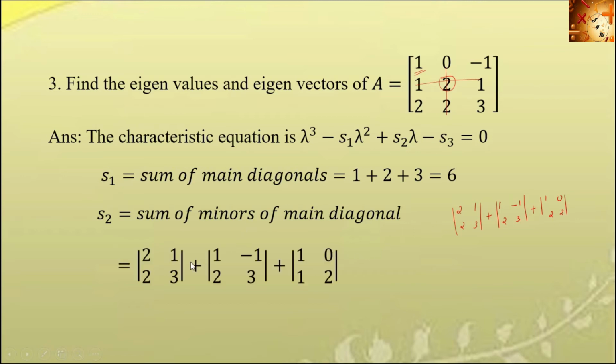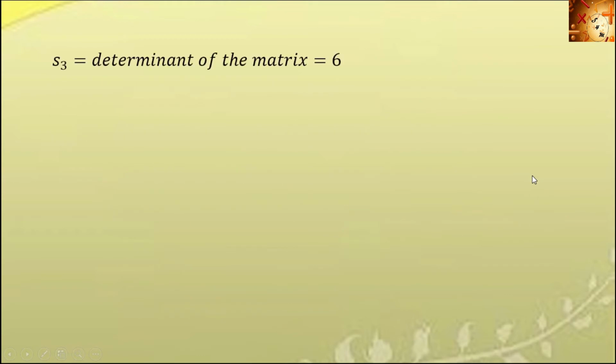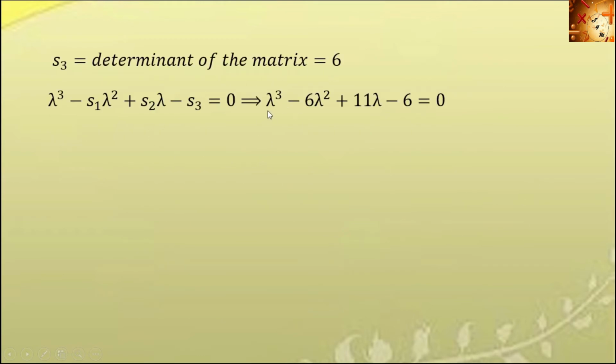So that is equal to 4 plus 5 plus 2, that is equal to 11. So here S2 equals 11 and S3 is the determinant of that matrix, that is equal to 6. So the equation will be lambda cubed minus 6 lambda squared plus 11 lambda minus 6 equals 0. It is a cubic equation. So the values are lambda equal to 1, 2, 3, distinct values. So for each value of lambda we can find the eigenvectors.